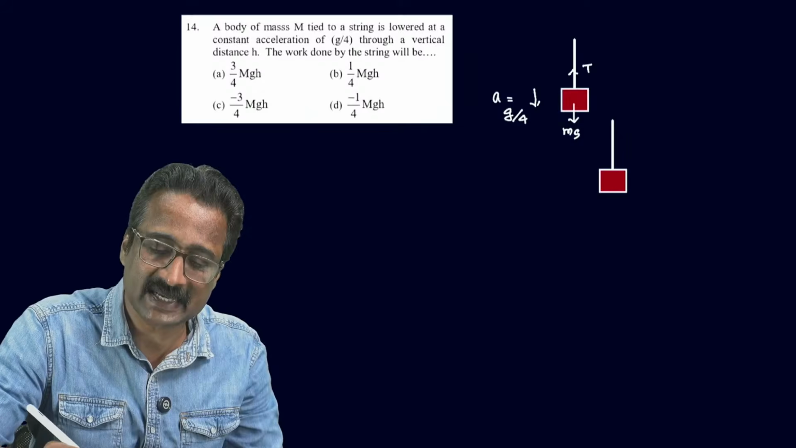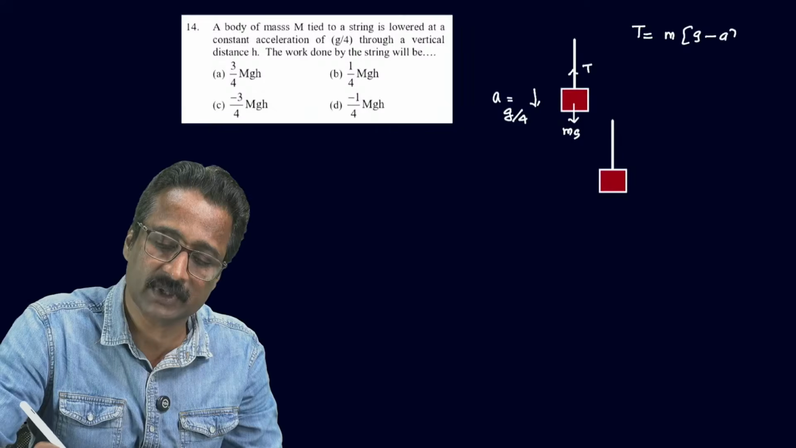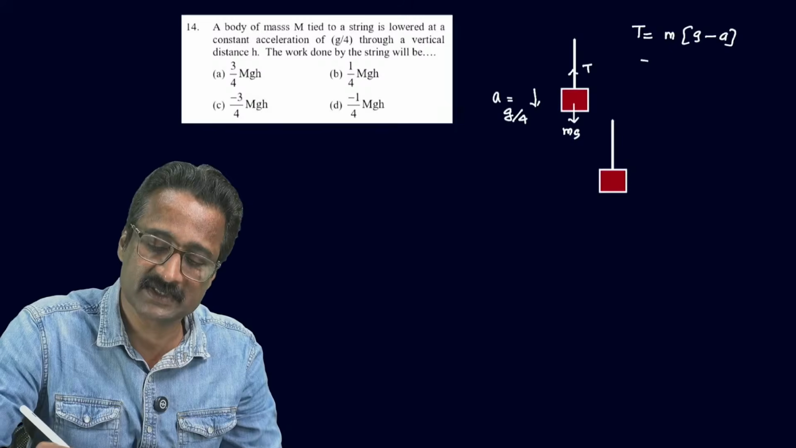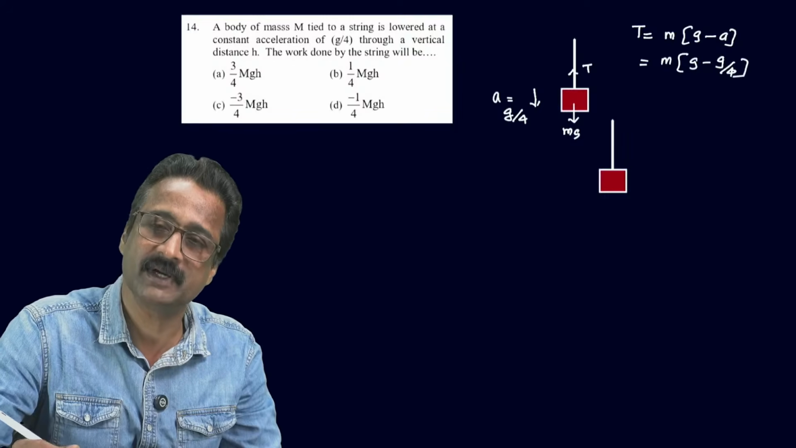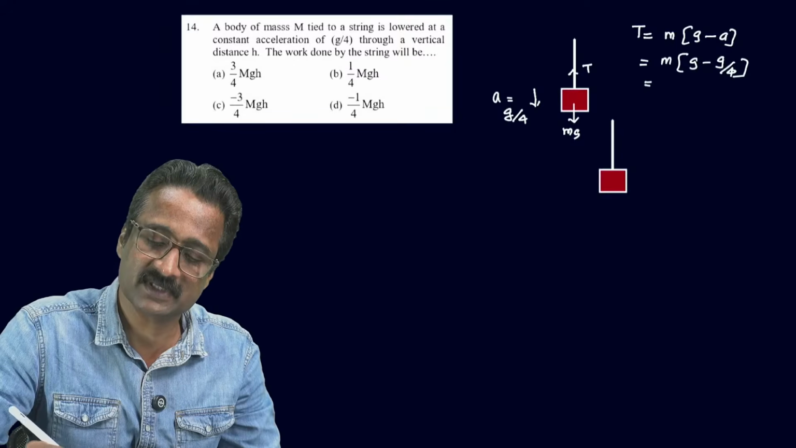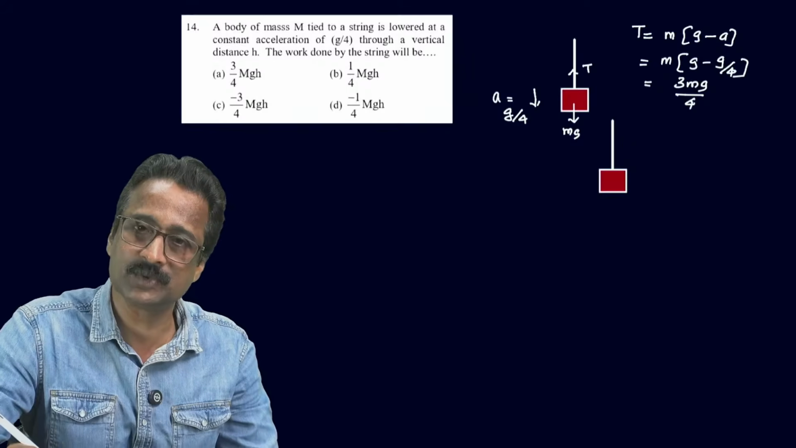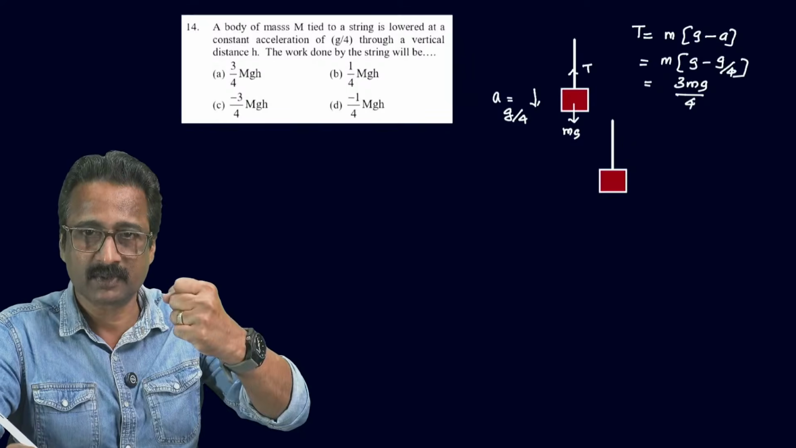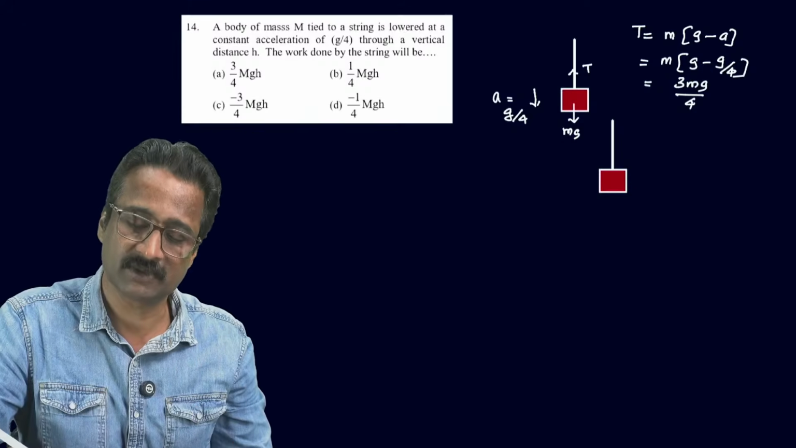Of course, there is a direct equation for this. If the body is actually being lowered, then the tension is directly given by T equal to m into g minus a. In this case, it is m into g minus g by 4, because acceleration is g by 4. So m into g minus g by 4 is 3g by 4. In other words, it is 3mg divided by 4. So the tension we are using to support the body, even though it is going down, is a small support given upward. That is 3mg by 4.